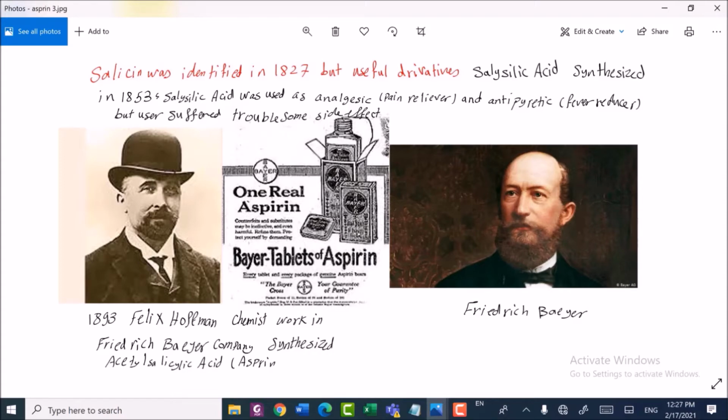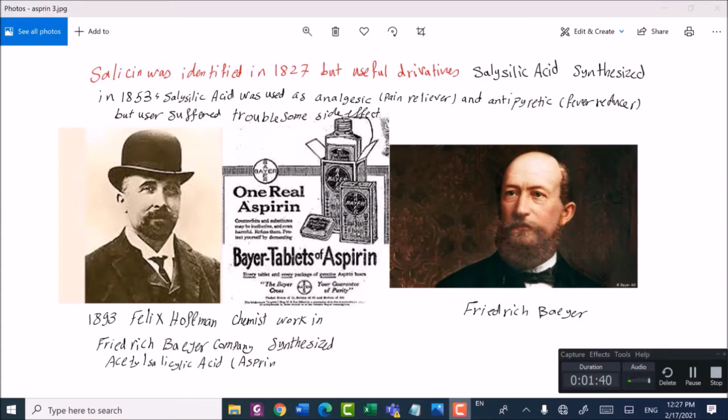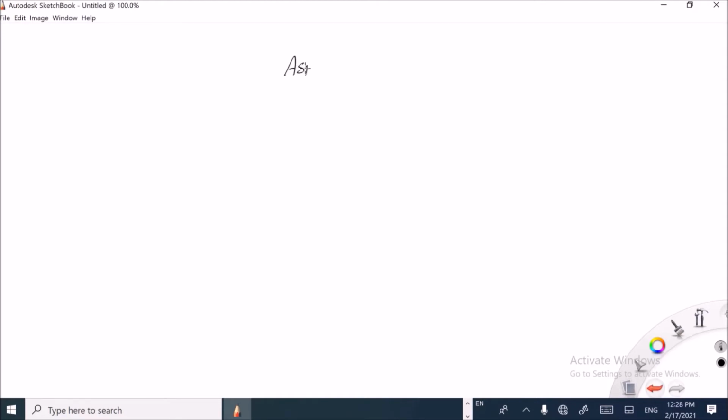Inshallah, we are going to talk about the scientific idea of how to prepare aspirin in this slide. Aspirin preparation. Firstly, the reaction takes place between salicylic acid and acetic anhydride.